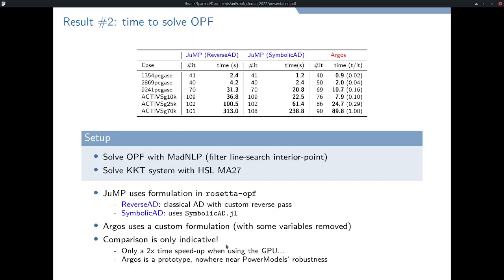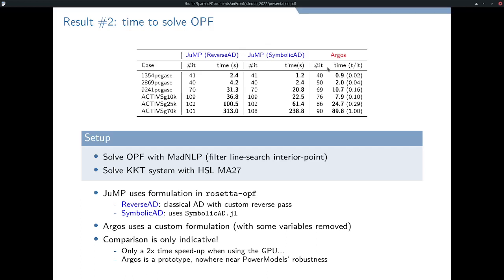Now what happens if we want to solve the full OPF problem using an optimization solver? So here we solve the full OPF problem, including both power flow constraints and line flow constraints, with the custom solver MadNLP, also written in Julia. And we solve all the KKT systems with the linear solver HSL MA27. So the only difference between these 3 different implementations is the AD backend, and JuMP uses a slightly different model than Argos, because Argos is removing some variables under the hood.